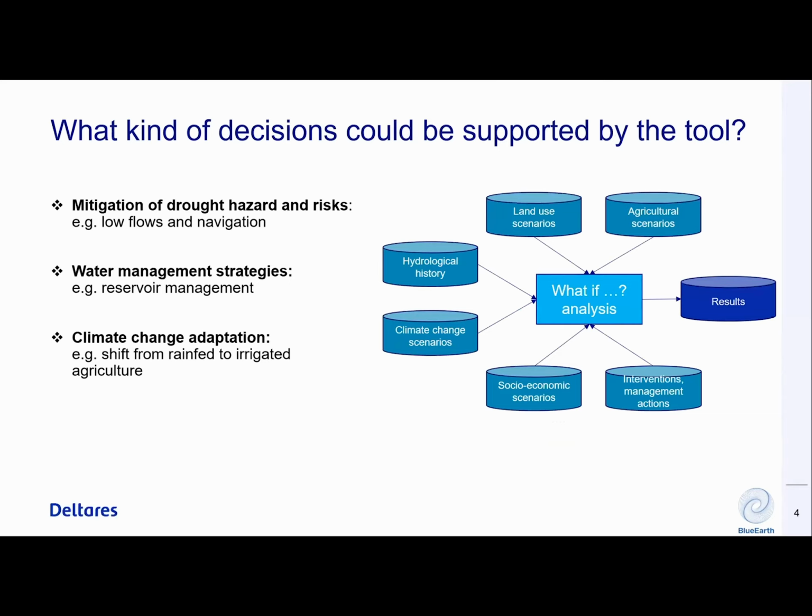What kind of decisions should be supported? The tool will facilitate all kinds of what-if analyses in the field of, for example, land use changes. So what happens if the agricultural area changes, and what will happen if agriculture needs more water because of climate change impacts? So there's a shift from rain-fed agriculture to irrigated agriculture, or also, for example, a change in reservoir operational management. If, because of more drought periods, more reservoirs are built, what is the impact on the discharge of the Rhine, and, for example, the impacts on navigation?